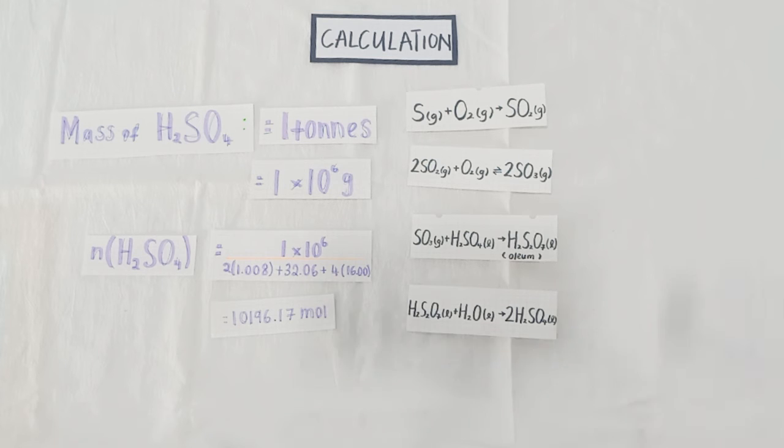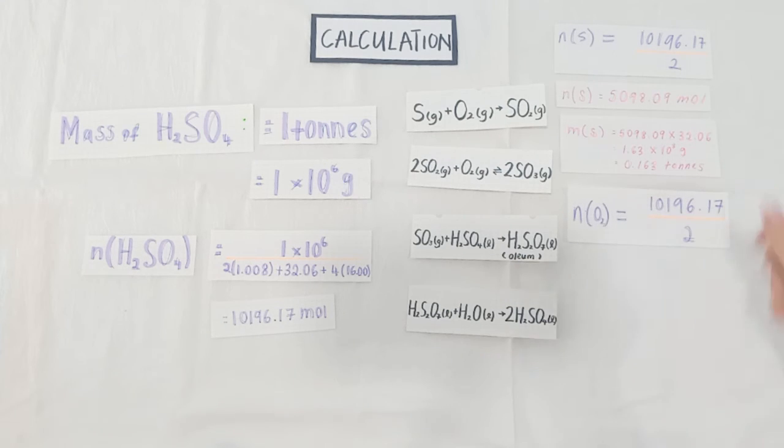The mass of sulfur required is the number of moles of sulfur times the molar mass, which you get 0.163 tons. And the mass of oxygen needed is equal to the number of moles of oxygen times 2 the molar mass. So you also get 0.163. So that is the mass of reactants needed.